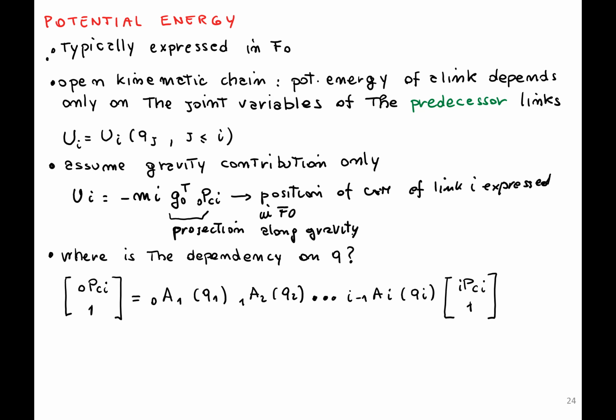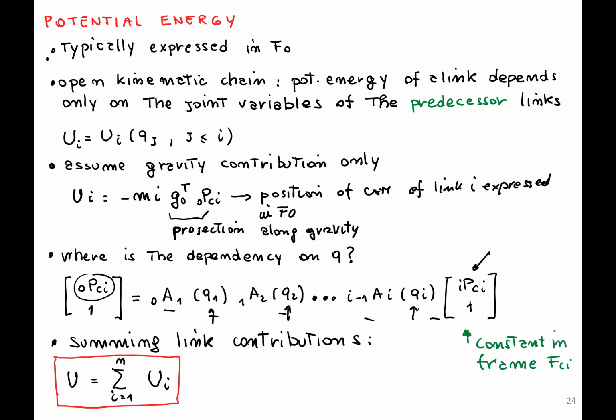Again, what is the dependency on q in this case? To compute p_Ci, we set the position of the center of mass of the link in the i-th link frame. It's constant, but we need to concatenate all the homogeneous transforms that depend on the joint variables up to that point to get it in the inertial frame 0.